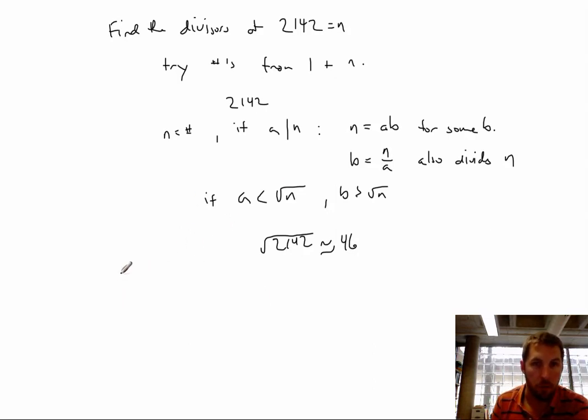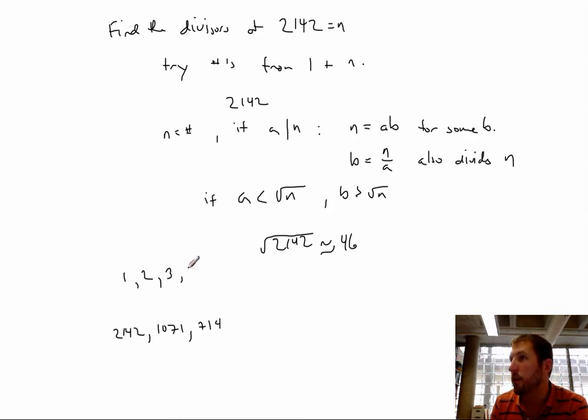So we start with 1. 1 obviously goes in. 1 has a partner 2,142. Then you do 2. 2 goes in. Let's see here, 1,071. Oops, I'm missing a 1. Okay. Does 3 go in? Let's see here. Looks like it does. So we do 3. And we get 3's partner is 714.